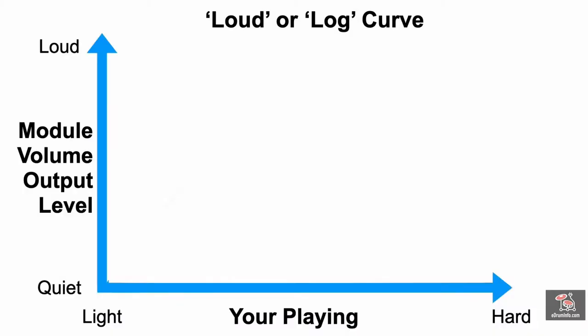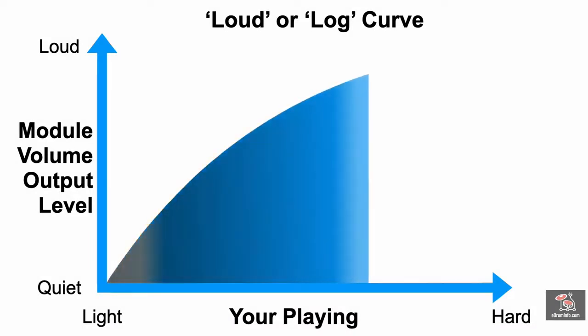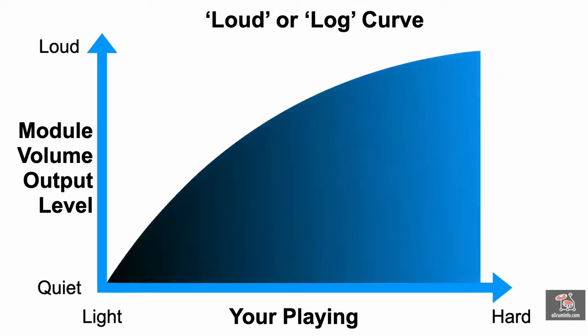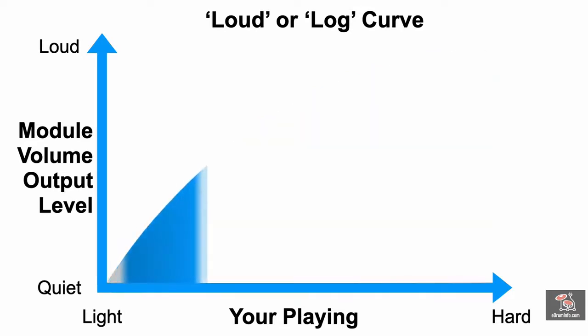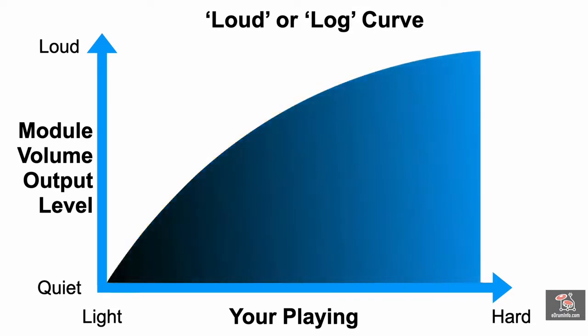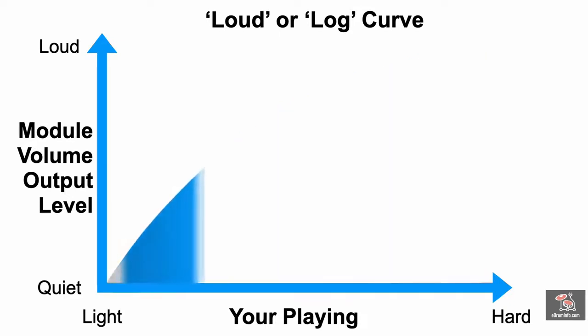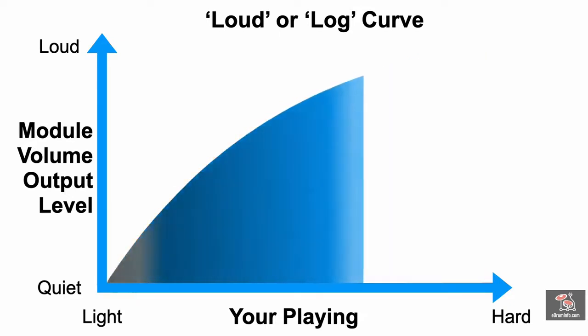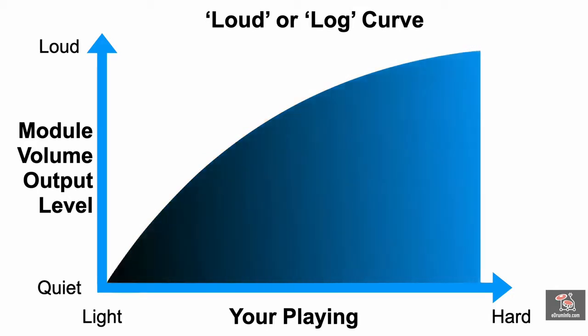Loud or logarithmic curve. Proportionally, smaller increases when you are playing quietly are increased, so there is more variation in ghost note volume compared to what you are actually playing. This suits quieter players as it works like an audio expander, increasing the contrast between the quiet and the loud playing. This curve enhances ghost notes. They are louder than they would be with a linear curve.